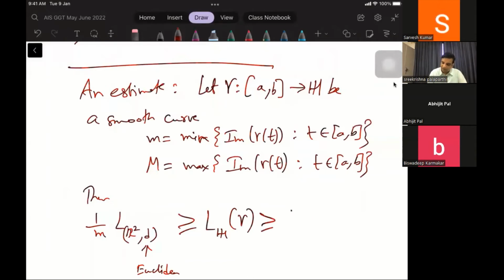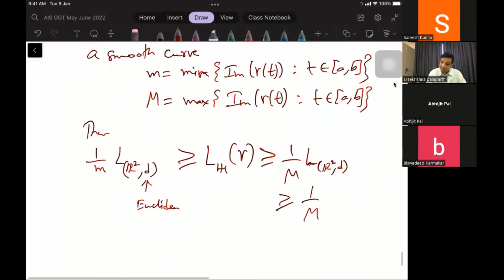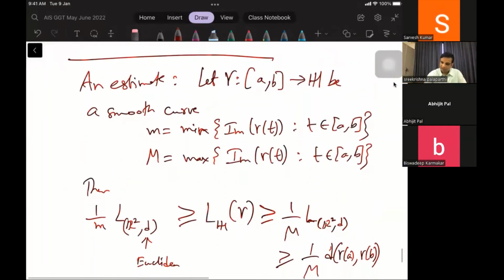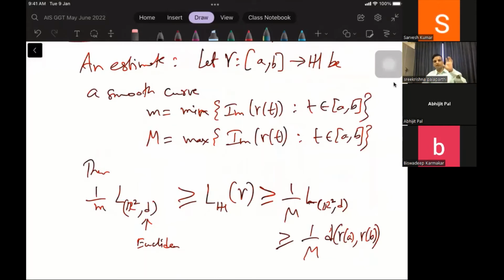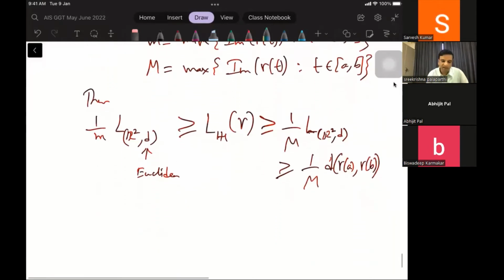And this is in turn greater than or equal to 1 by capital M times the Euclidean length, which is in turn greater than or equal to 1 by capital M times the Euclidean distance between gamma of a and gamma of b. So this is an estimate which is useful in explaining certain facts. Instead of proving this proposition, which is an easy calculation by the way, you take a parameterized curve and try to do some estimates using integrations.